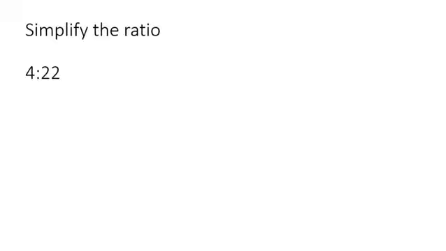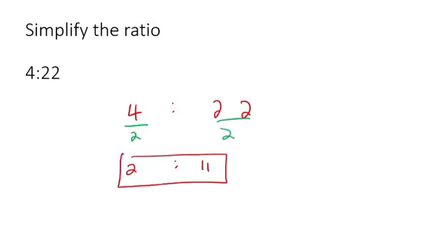So when you have the number 4 and 22, the number 2 can go into both of them. I always like to start at the very small numbers, so the number 2 can go into both, so we divide by 2, and so that's going to give you a 2 and 11, and you cannot go any smaller than that.